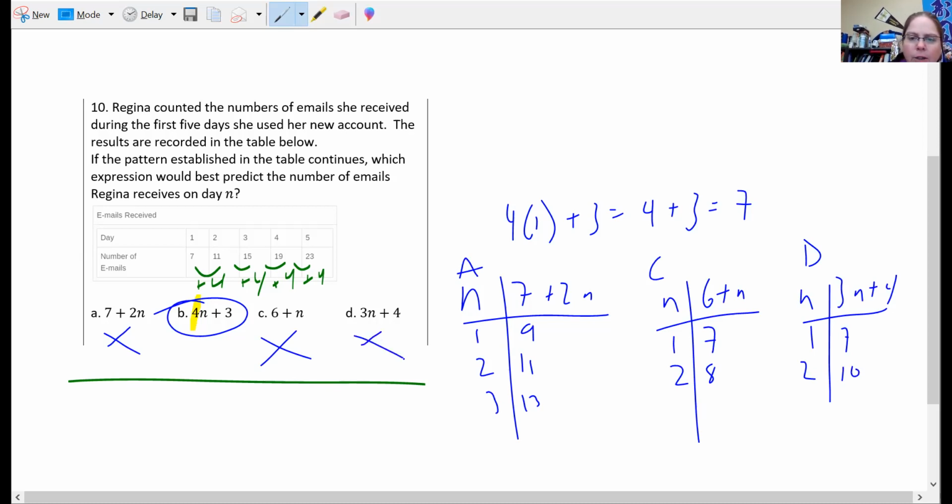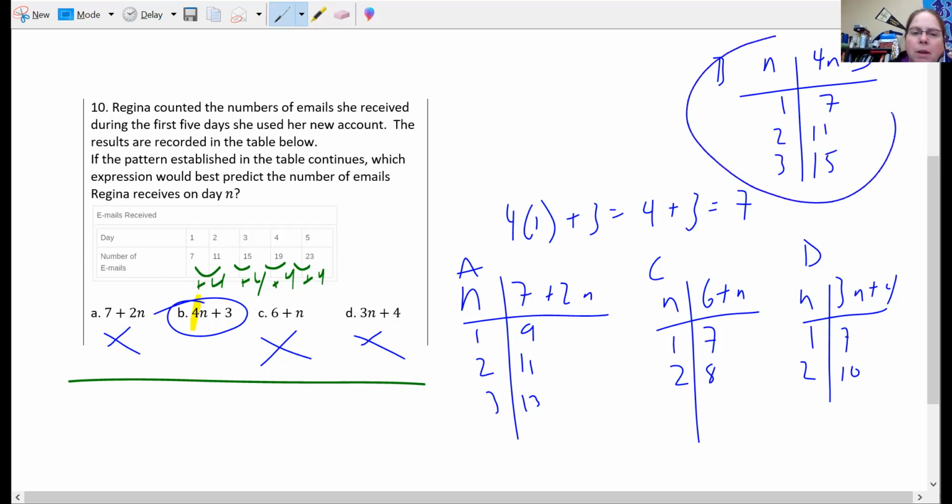And like I showed up here with B, we do 4n plus 3. 1, we get 7. 2, that'd be 8 plus 3, which is 11. 3 is 12 plus 3, which is 15. It keeps working for each of them. That's why B works. Okay.